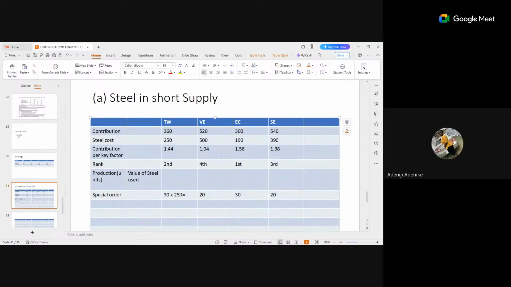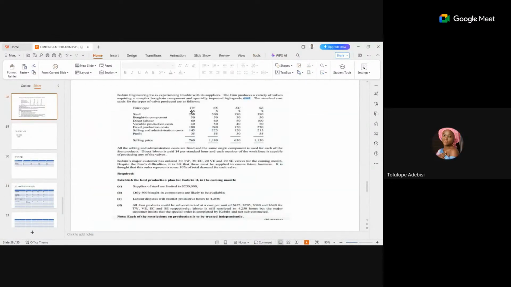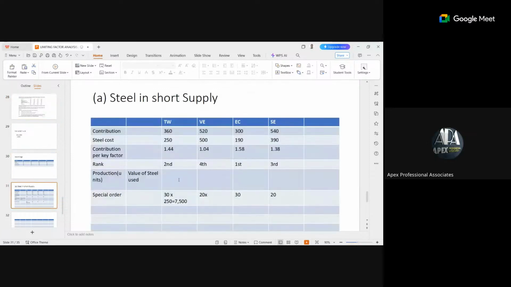7,500. I want to show the workings. Now, for VE, 20 multiplied by 500. We have what? 10,000, sorry.